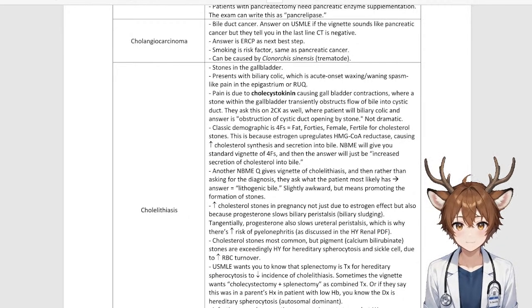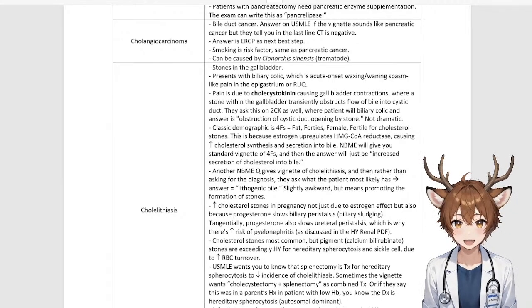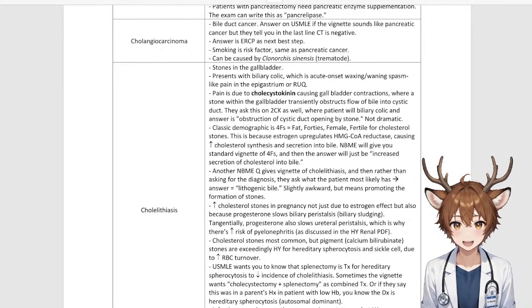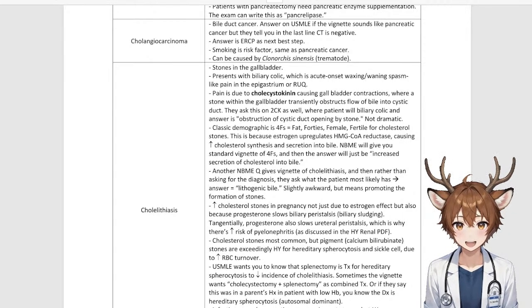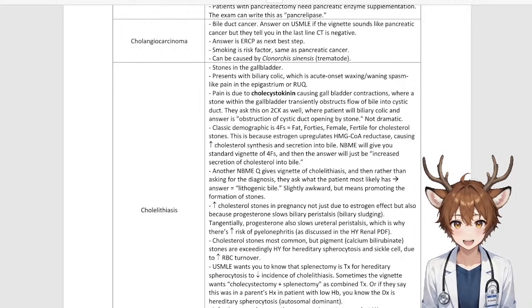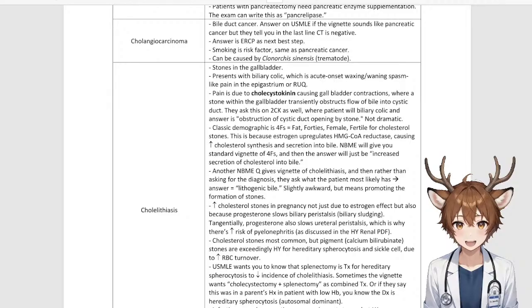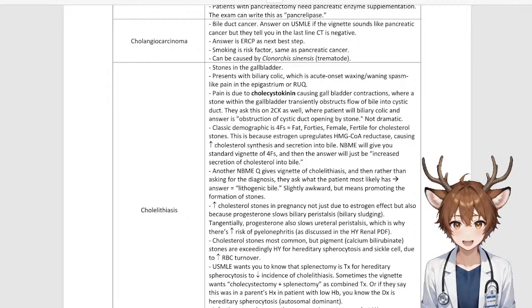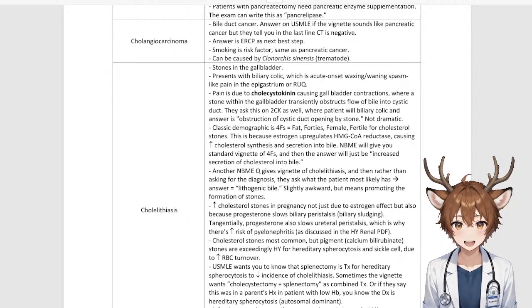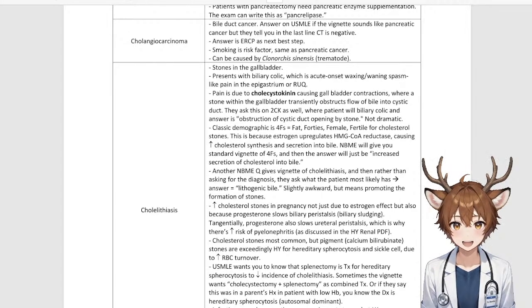Cholangiocarcinoma. Bile duct cancer. It's the answer on USMLE if the vignette sounds like pancreatic cancer, but they tell you in the last line that the CT is negative. So if the CT is negative for pancreatic cancer, then it's going to be cholangiocarcinoma, which is bile duct cancer. The answer is ERCP as the next best step. ERCP.